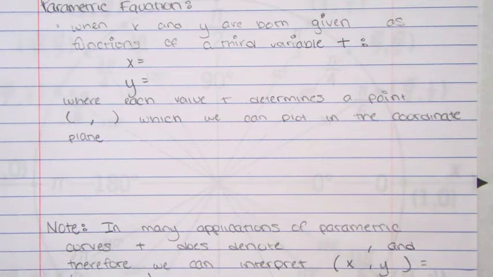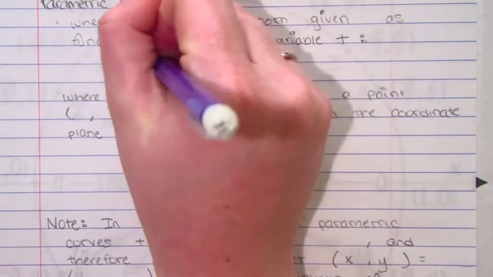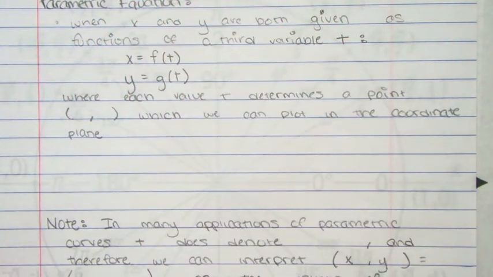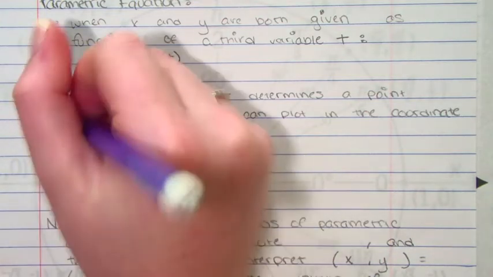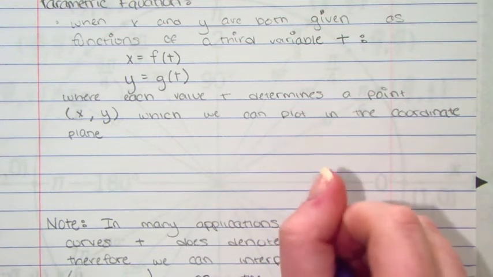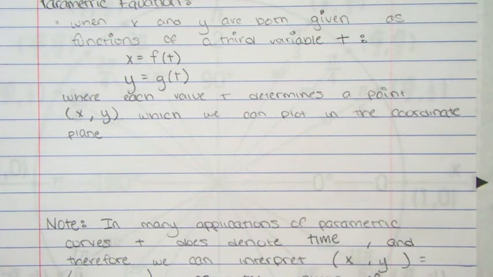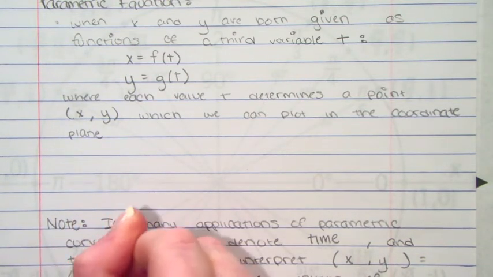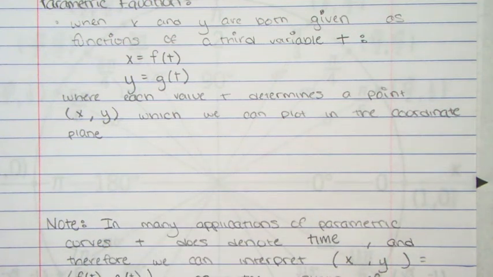A parametric equation is when x and y are both given as functions of a third variable t, where x is equal to f of t and y is equal to g of t, where each value t determines a point (x, y) which we can plot in the coordinate plane. It is important to note that in many applications of parametric curves, t does denote time, and therefore we can interpret (x, y) equal to (f of t, g of t) as the position of a particle at time t.